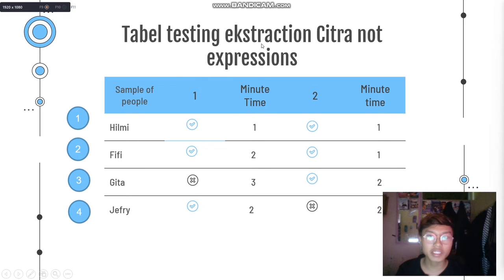Okay, next, table testing. Image extraction, non-expression. This is a sample of people, 1, 2, 3, 4 people. Testing extraction of images without expression: yes, detected. Some are yes, some are no, and then the expression detection is tested as well, with yes and no results for each person.